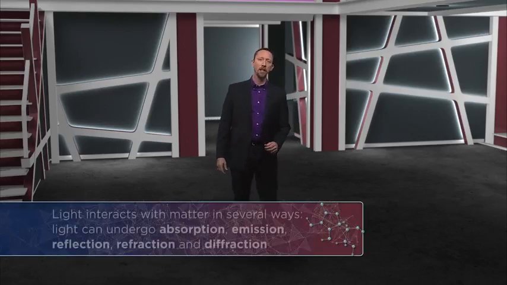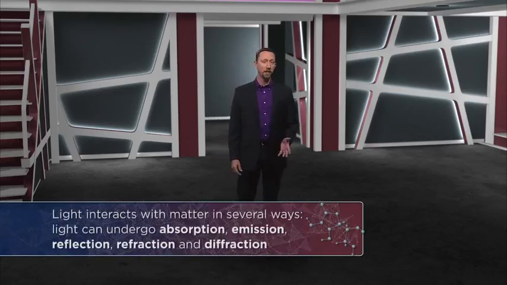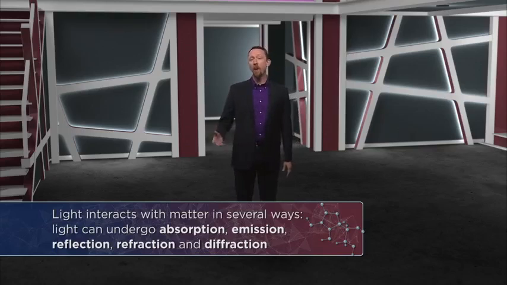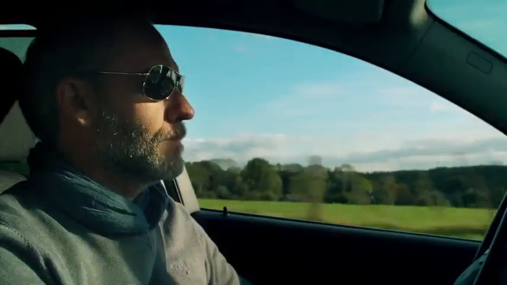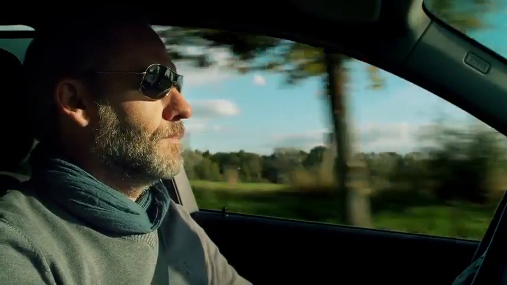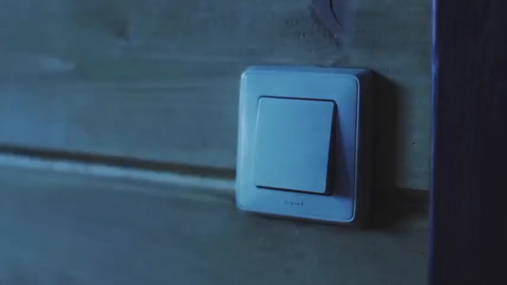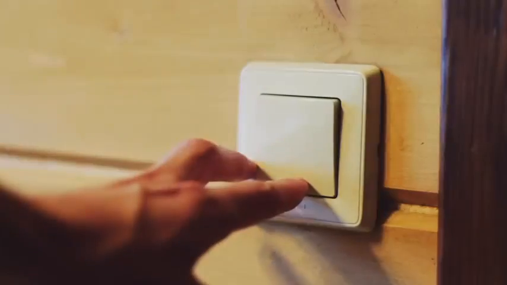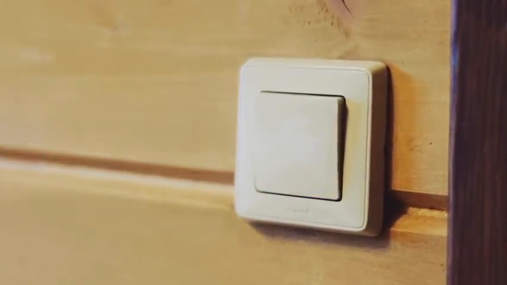In general, light interacts with matter in several ways. It can undergo absorption, emission, reflection, refraction, and diffraction. Now, you probably observe most, if not all, of these kinds of interactions within your own eyes on a daily basis. You put on sunglasses whose lenses absorb light to protect your eyes. You flip a light switch to induce matter inside of a bulb to emit light. You use reflected light in the mirror in the morning as you get ready for the day.